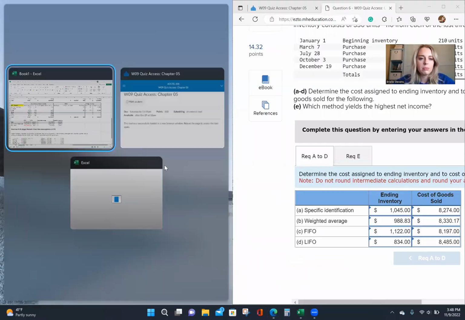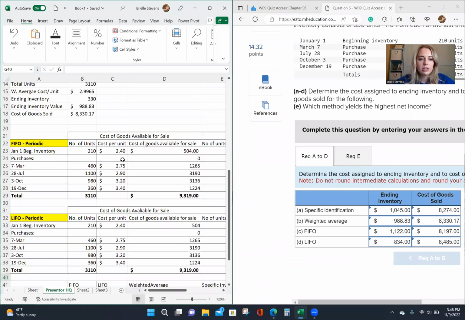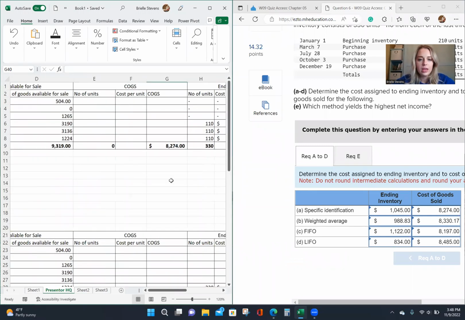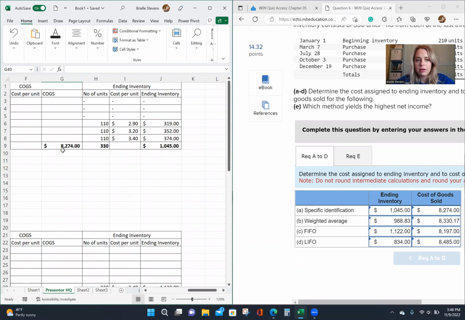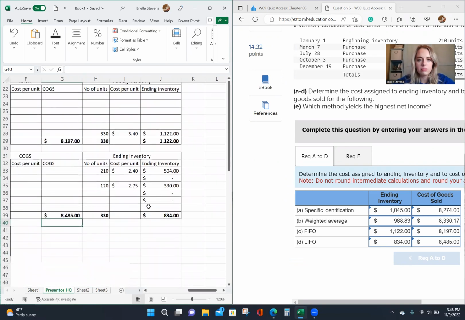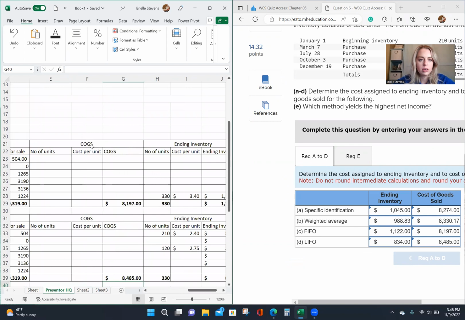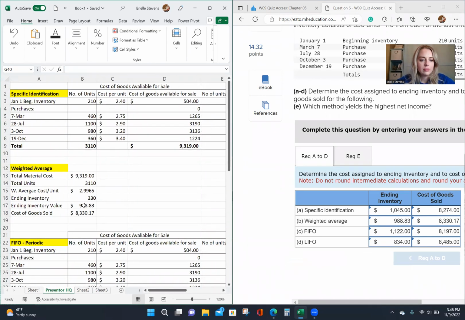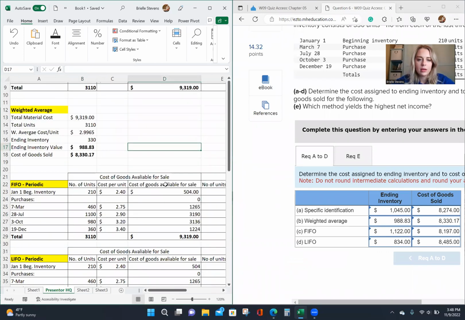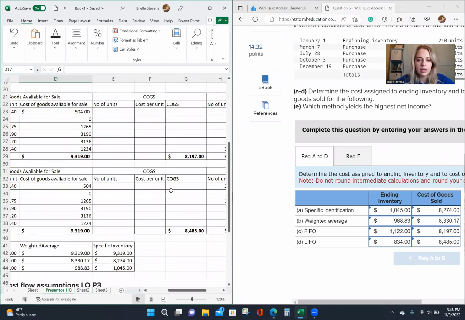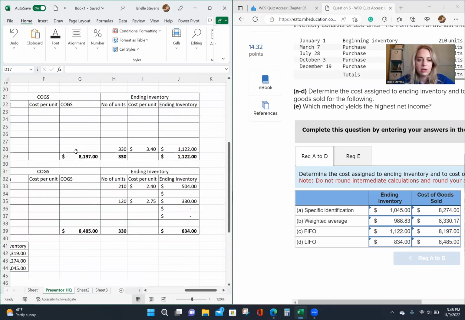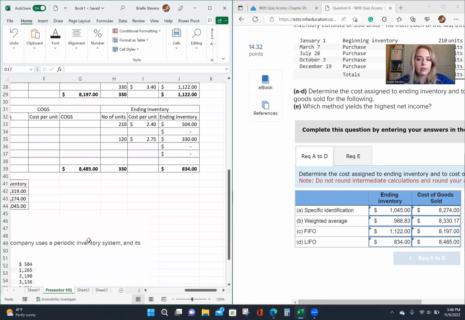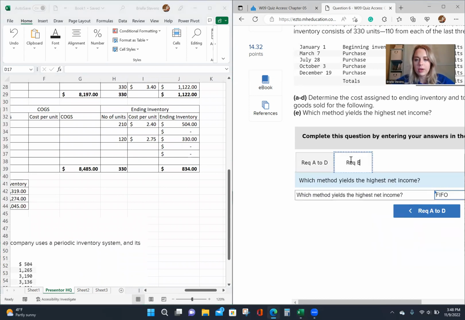After that, I simply entered in the information based on what I had listed. It asked for ending inventory and cost of goods sold for each one of them. So, weighted average, where are you? Okay, so hopefully you can see 1122, 834, 8197, 8485. So almost done. Now we go over to E.